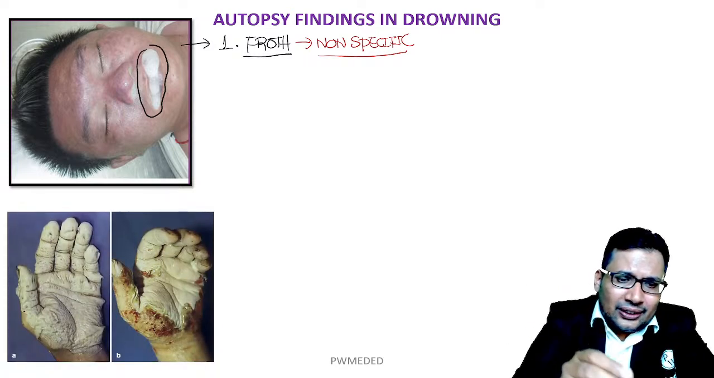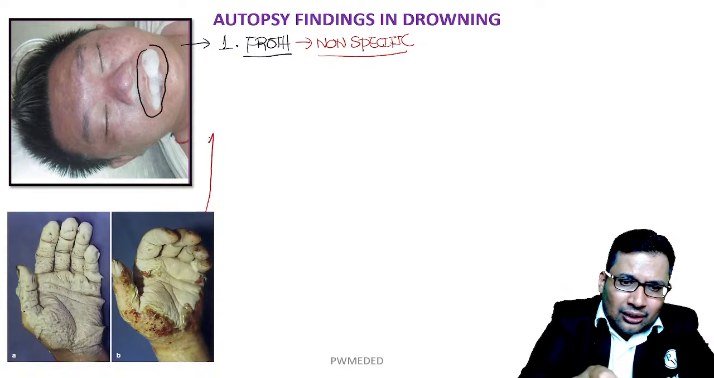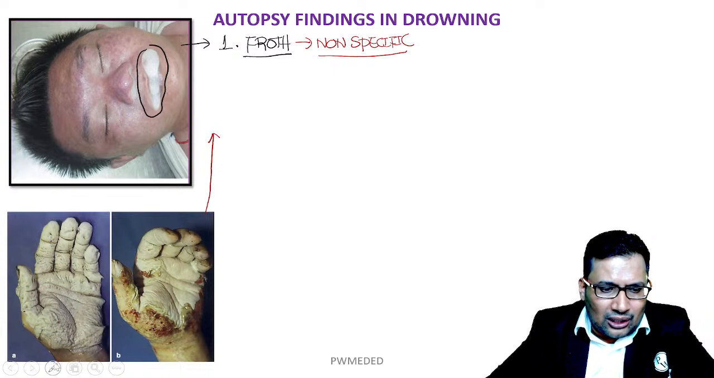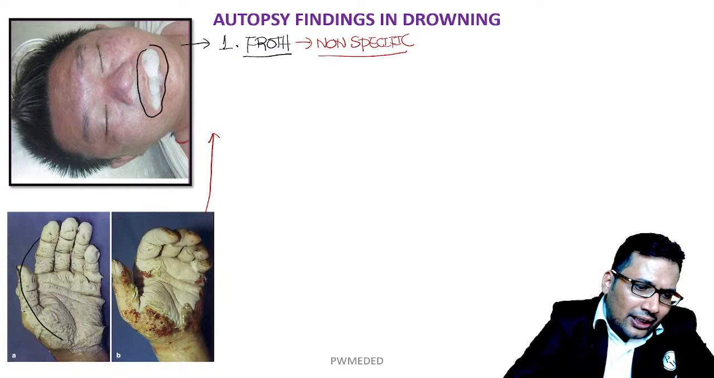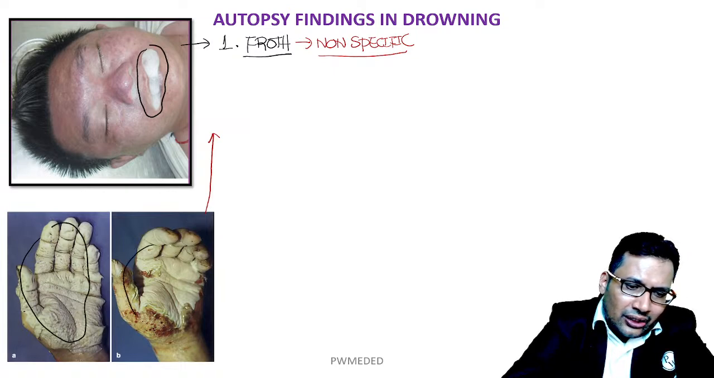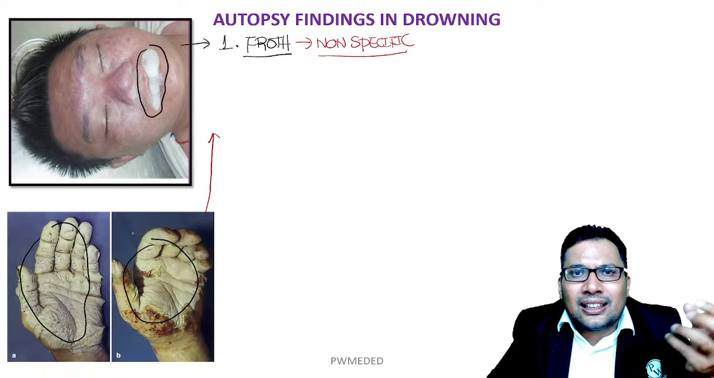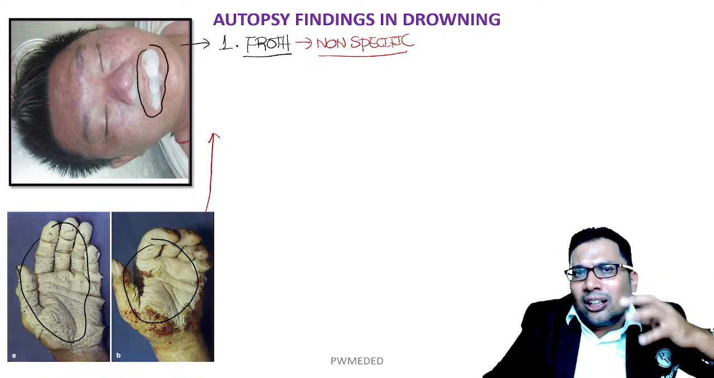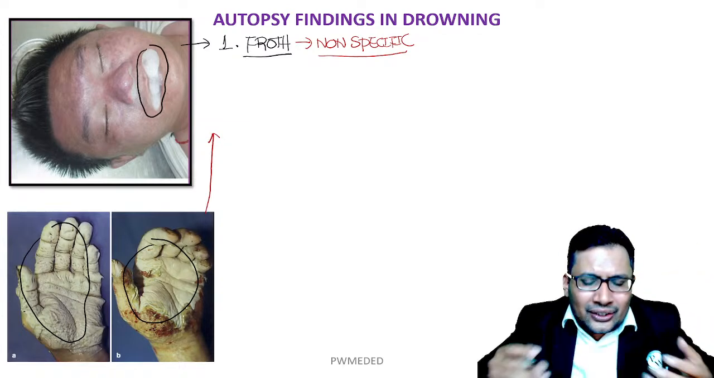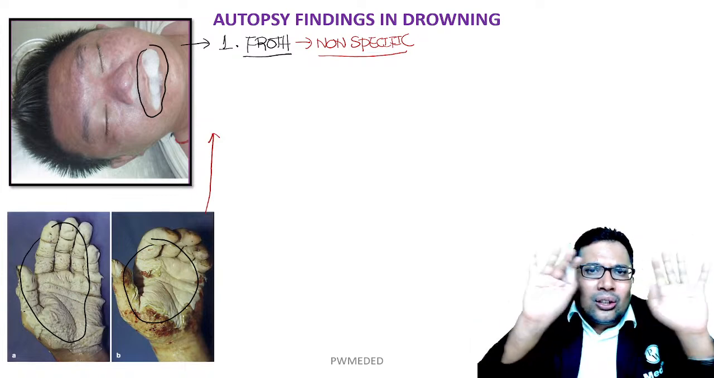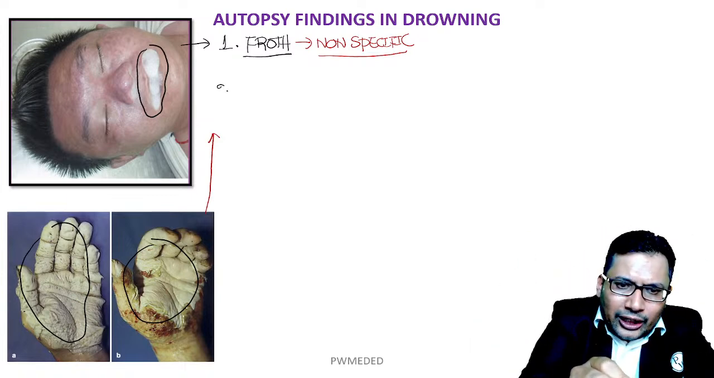Second, look at this. What is this finding known as? Now all of you identify, let's make it interactive. This we already discussed. We can see the peeling of the skin, water accumulates between the dermis and epidermis, so degloving injury, all this will go in favor of washerwoman hand.